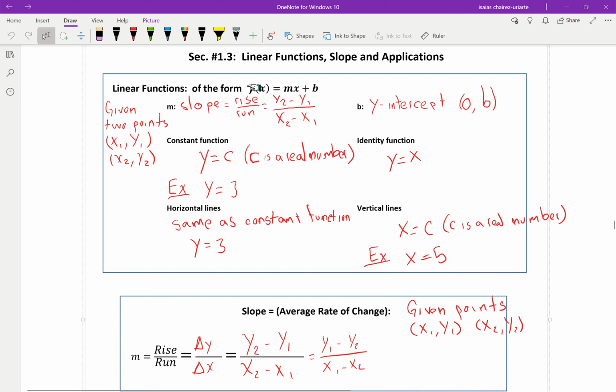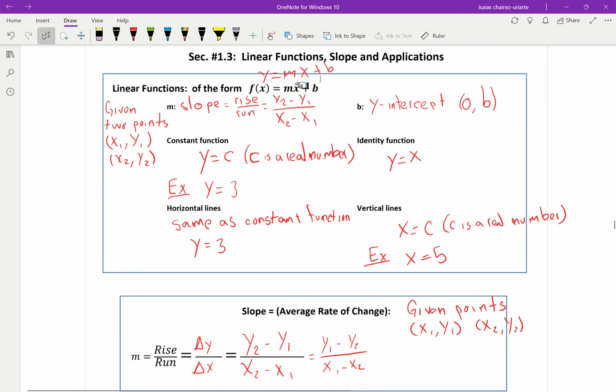So linear functions, they're of the form f of x equals mx plus b. And remember here that we could just replace f of x with y. So y equals mx plus b. It's the same thing. It's a function. It passes the vertical line test. Okay, so let's define a few things here.